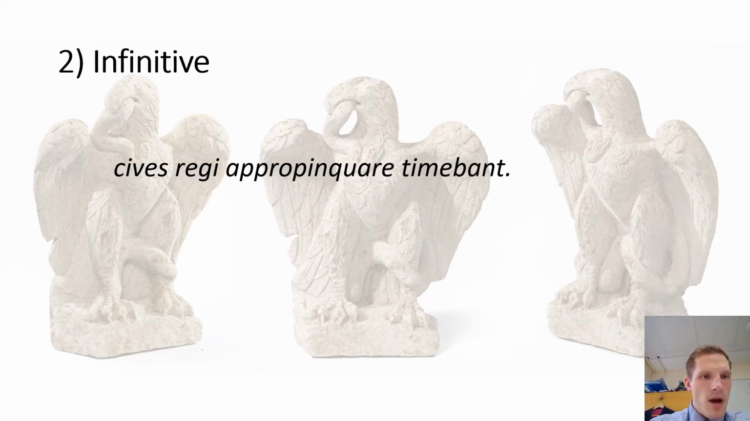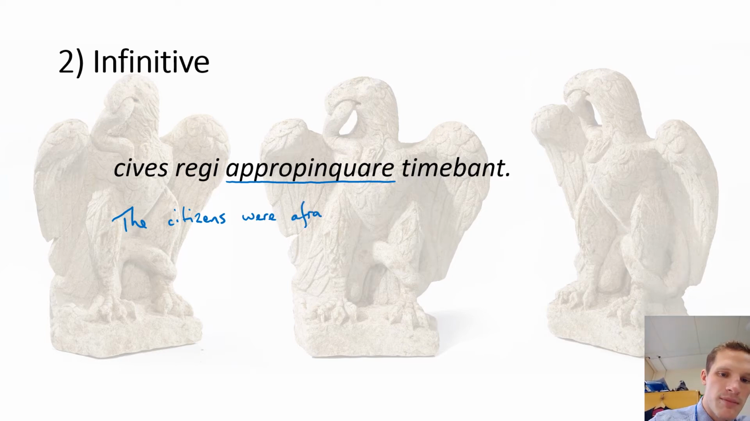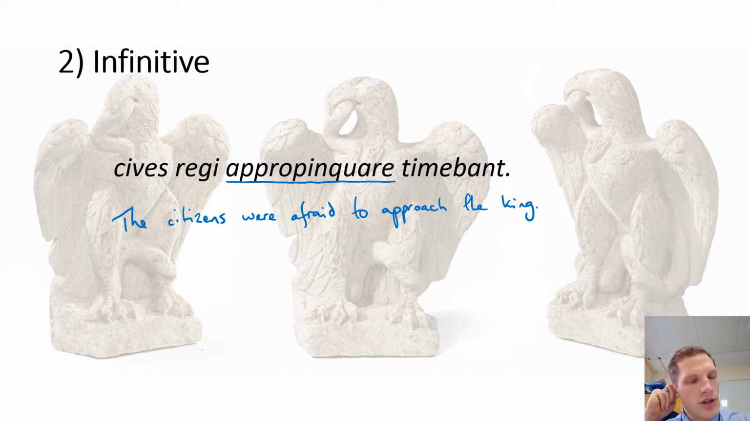The next thing that we might see after the verb timeo is an infinitive. So we've seen that you might be afraid of something, but you could also be afraid to do something. So that's what we have here. Timebant, again, our verb of fearing, and we have appropinquare here, which is an infinitive. So this time the citizens were not afraid of something, but the citizens were afraid to do something. So the citizens here were afraid to approach the king. There's nothing too complicated about this one. If you see an infinitive, you just translate it like you would any normal infinitive.